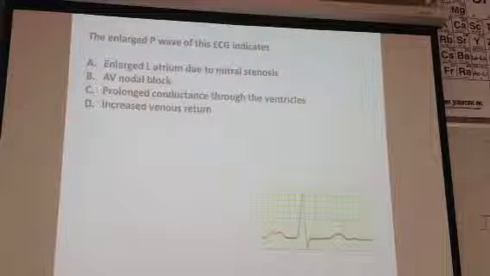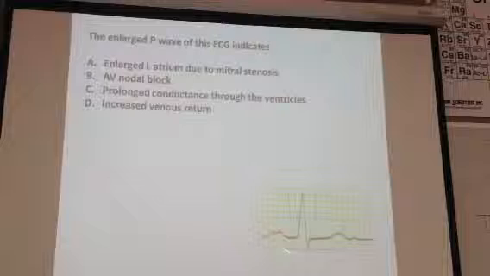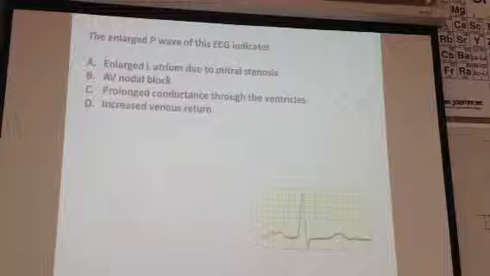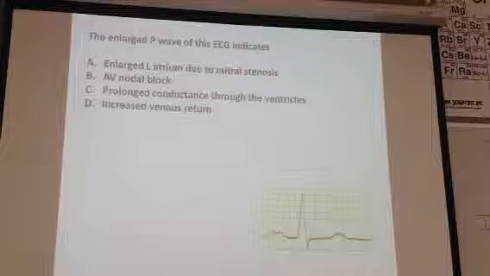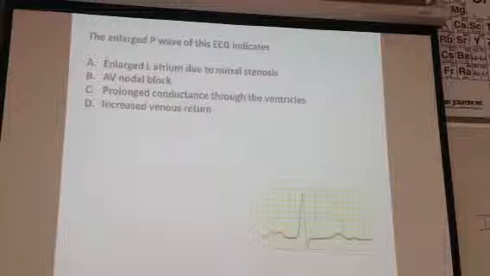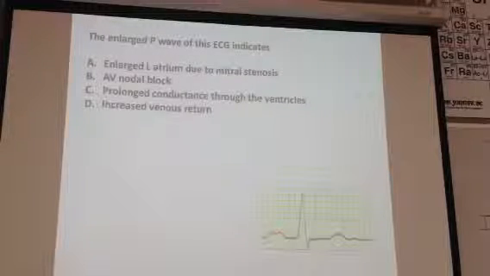The enlarged P wave, what's shown in red here on this ECG, indicates what? Mitral stenosis. Again, did you have to know that enlarged P waves are caused by mitral stenosis to read this from the answers up there? No, you needed to know your ECG.